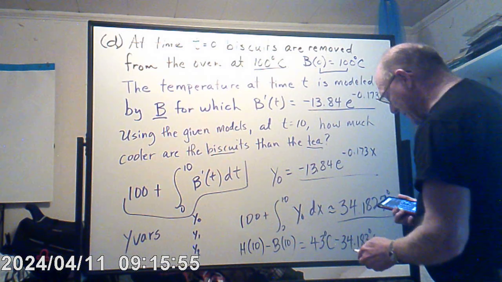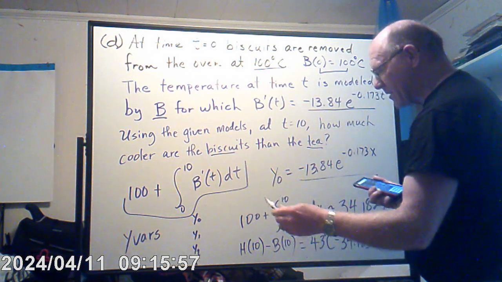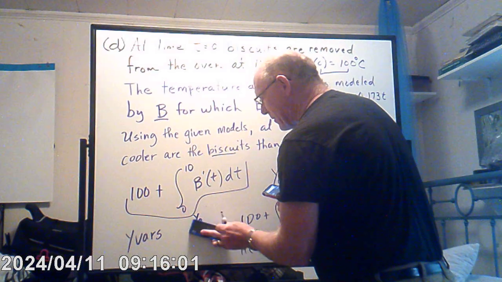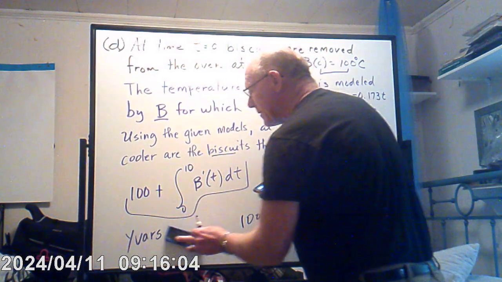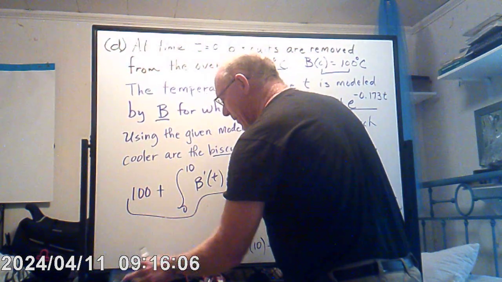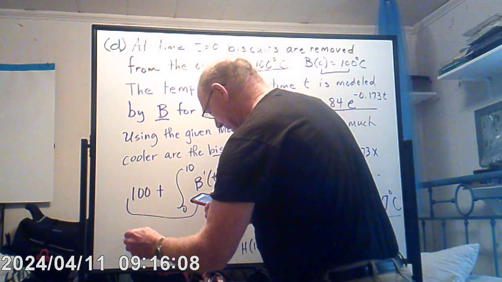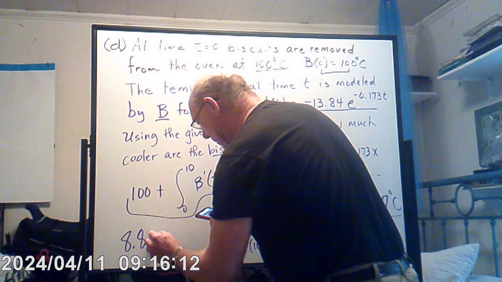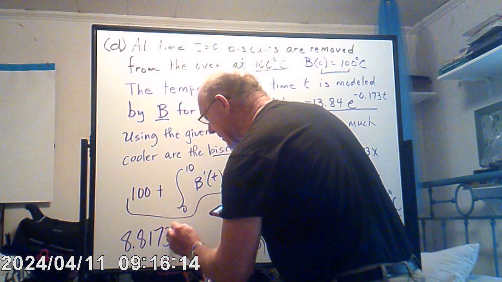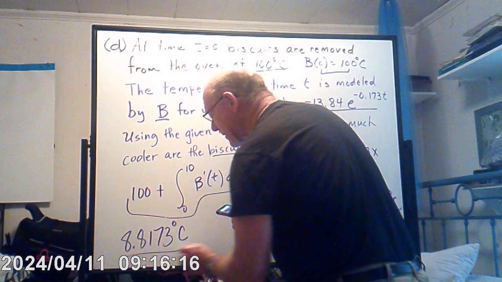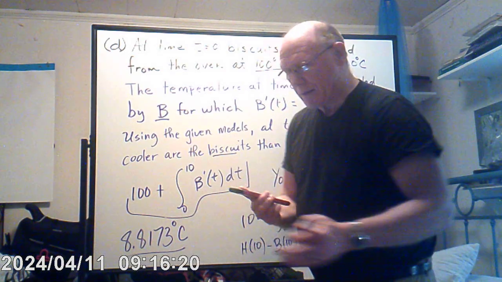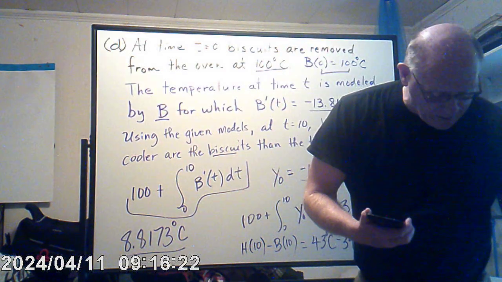Alright, so that's going to be, let's just put it over here. Okay, you see how much room I have, which is very little. Okay, the final answer right here is 8.8. That's it. 8.8173. I knew something didn't look right. And that's how much cooler the biscuits are, that the tea is, than the biscuits.